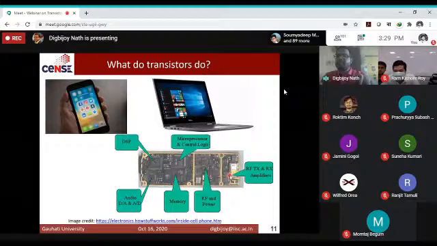You have to store the data, so there's memory, there's audio, video, there's so many components. So transistors are in most of these components. Millions of transistors are in most of these. So that's what transistors do.